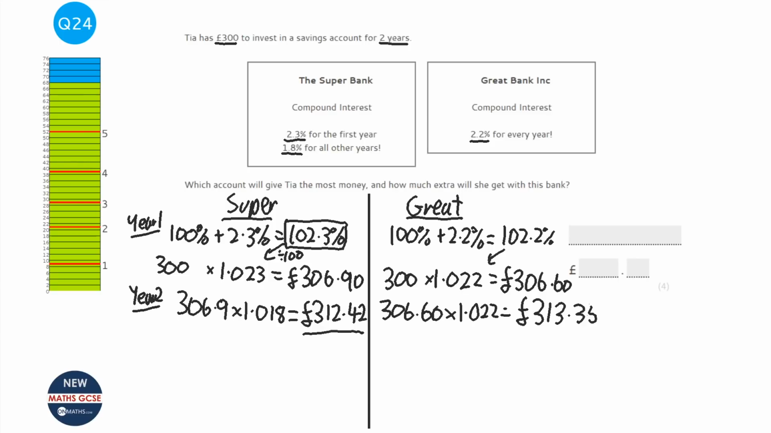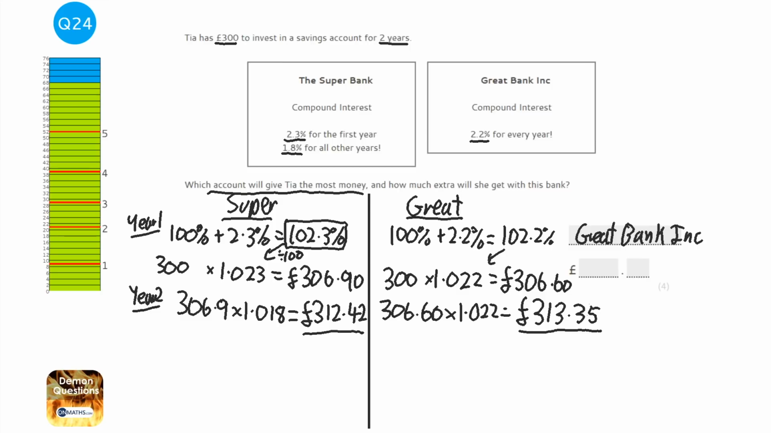Okay, so it says, which account will give her the most money? Well, looking at that, it's going to be the Superbank. And when you're writing down an answer, make sure you write down the full name. Oh, it's not going to be Superbank, it's going to be the Great Bank. Look at that. So Great Bank Inc. And it says by how much.